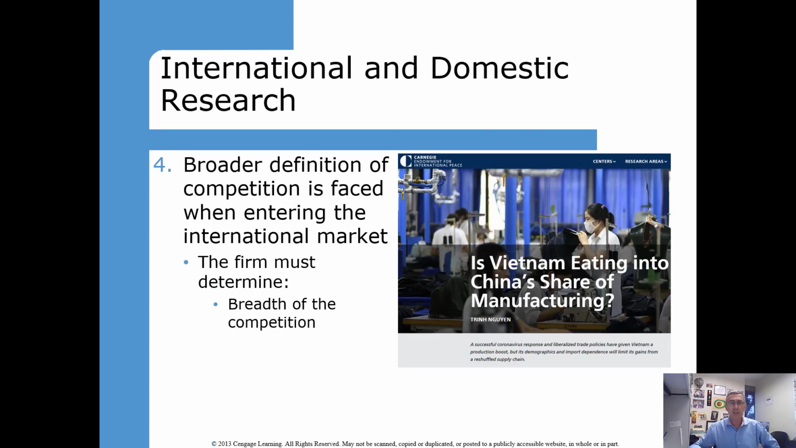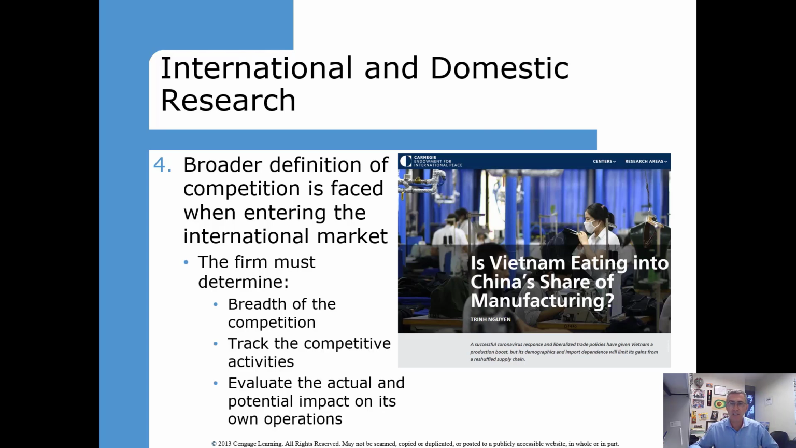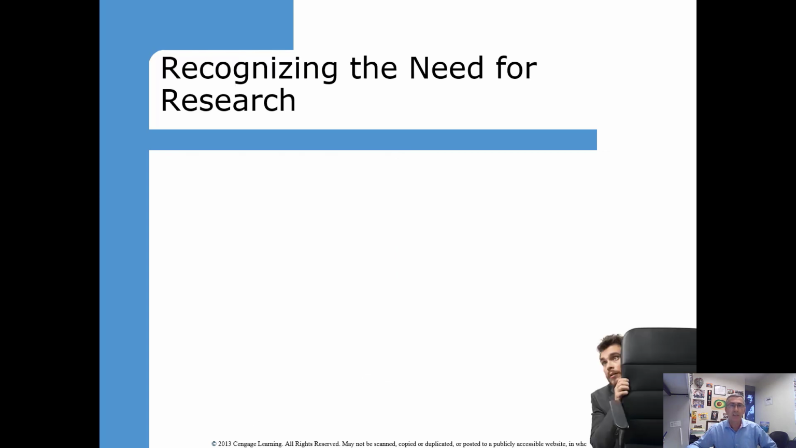So we're looking at the breadth of the competition to track the competitive activities and evaluate the actual and potential impacts on its own operation. Again, aligned with the previous slide, this is an article from the Carnegie Endowment asking, is Vietnam eating into China's share of manufacturing? Vietnam is one of those preferred destinations for Chinese manufacturing that wants to relocate outside of China.